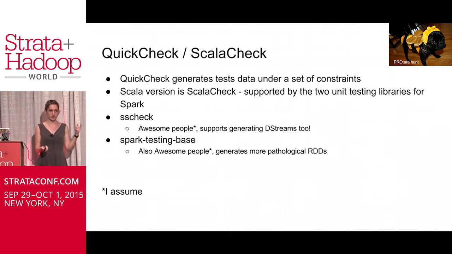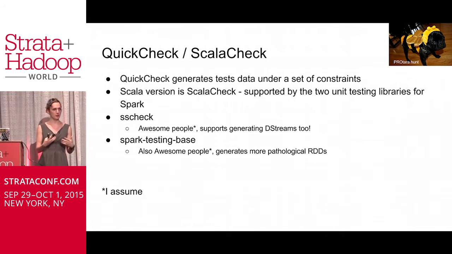SScheck, which is one of the projects I was referencing earlier, actually does this to directly generate RDDs. And they also support D-streams, which is really cool if you want to do streaming tests. Spark Testing Base also generates RDDs. It doesn't do D-streams, but it does generate slightly more pathological RDDs.